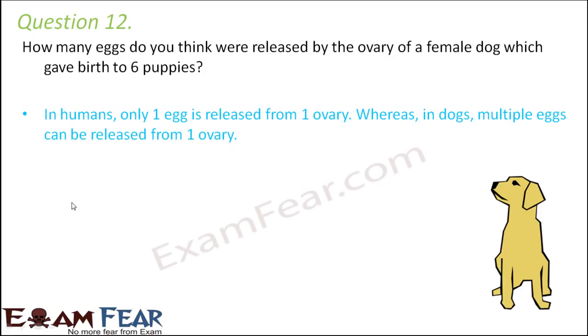Now, if we say that the female dog gave birth to 6 puppies, that is definitely because 6 eggs were released from one ovary. When 6 eggs were released, all those eggs were fertilized by the sperms, and therefore 6 puppies were produced. So the number of puppies produced will always be equal to the number of eggs released from the ovary, because in the case of dogs, each ovary can release more than one egg.